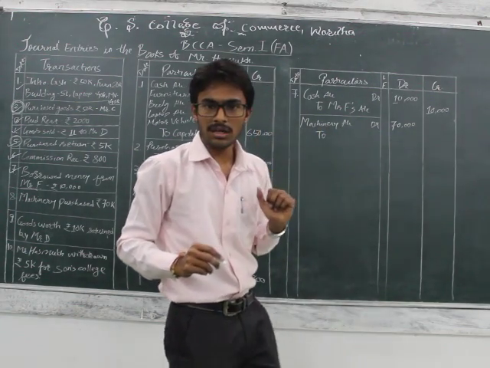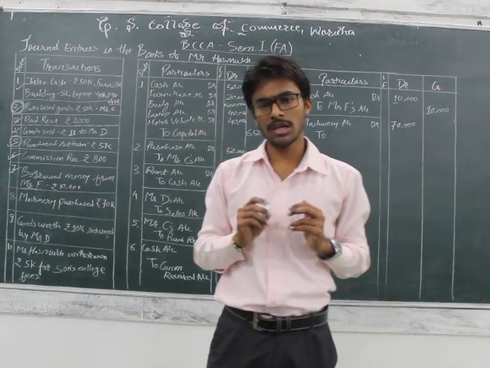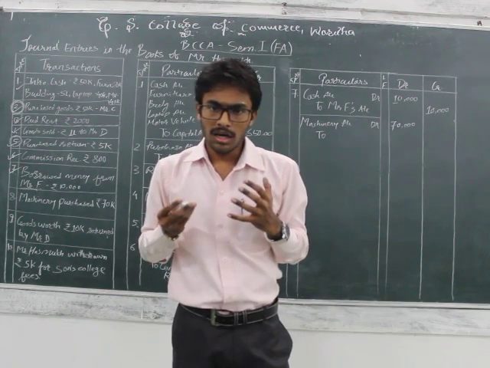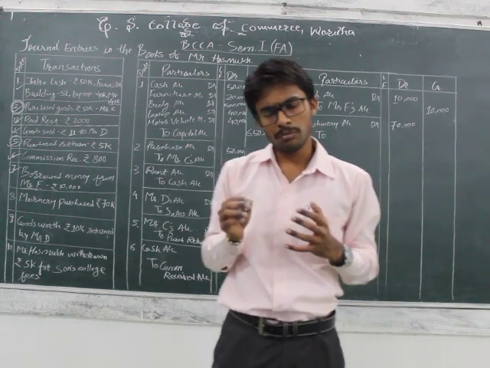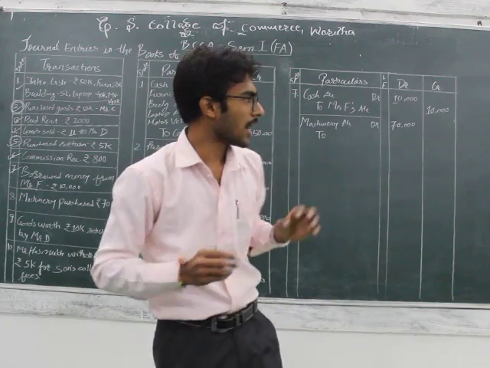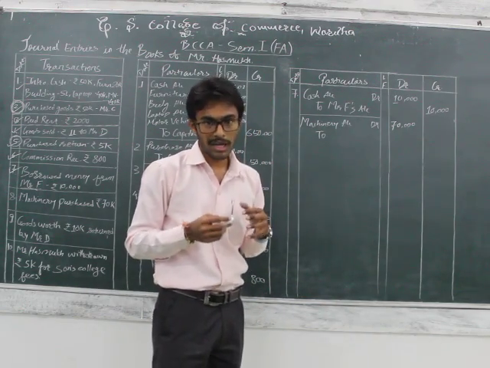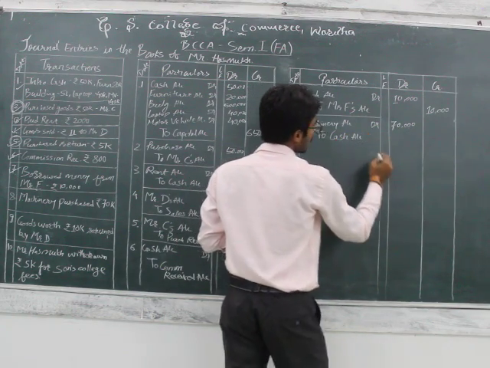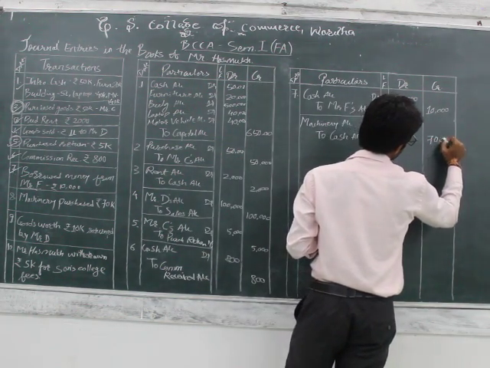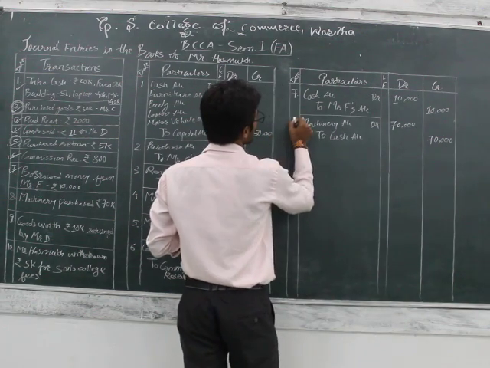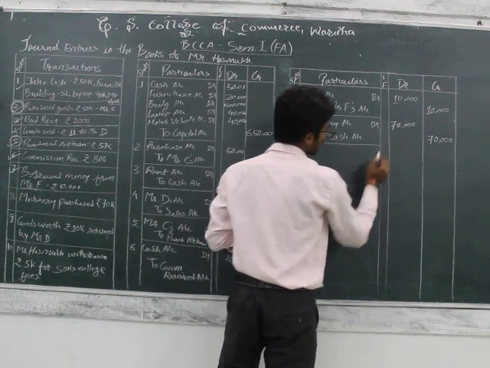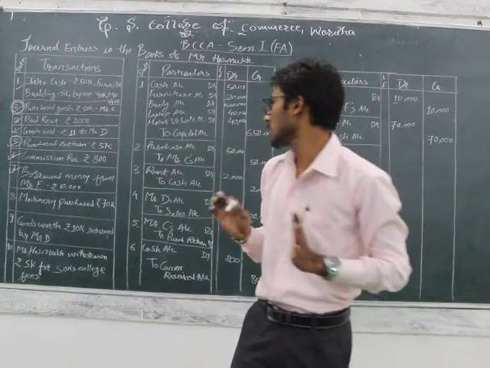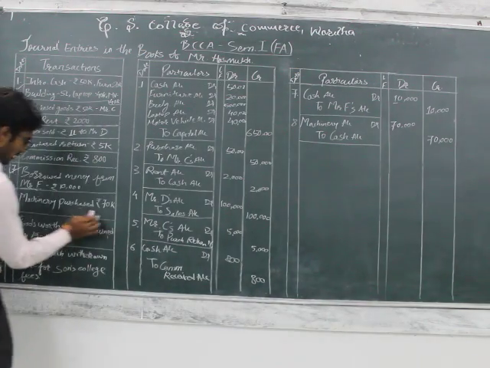We are purchasing something, that means we have to pay for what we have purchased. We have purchased machinery, and for machinery we have to pay, and what will we pay? We will pay cash. So cash is going out, that's why cash will be credited with rupees 70,000. Okay, this is our 8th entry. How can you write the narration here? Being machinery purchased for rupees 70,000. Okay, we have completed the 8th.